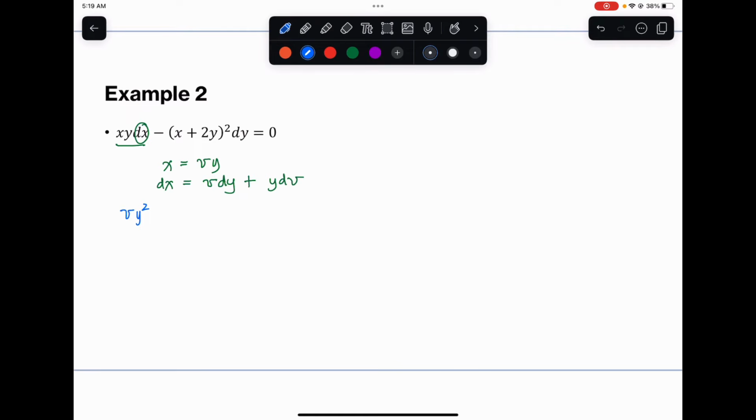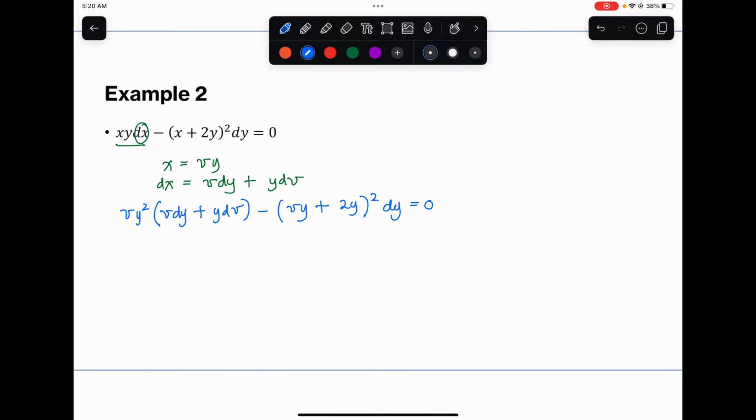So vy squared, then dx will be v dy plus y dv. Again, x is vy times y would be vy squared. Then dx is v dy plus y dv. Then minus, x is vy, plus 2 squared dy is equal to 0. So that's the substitution. The first step is substitution.